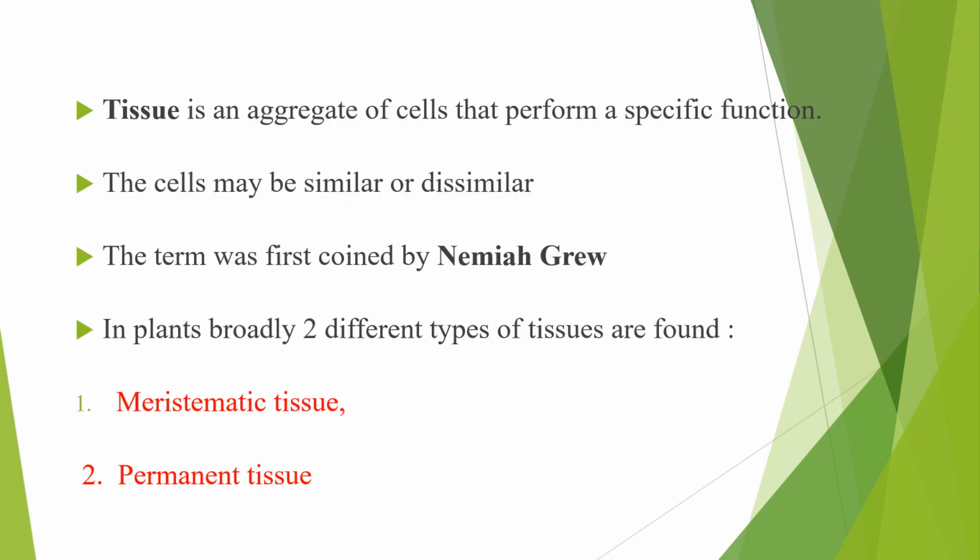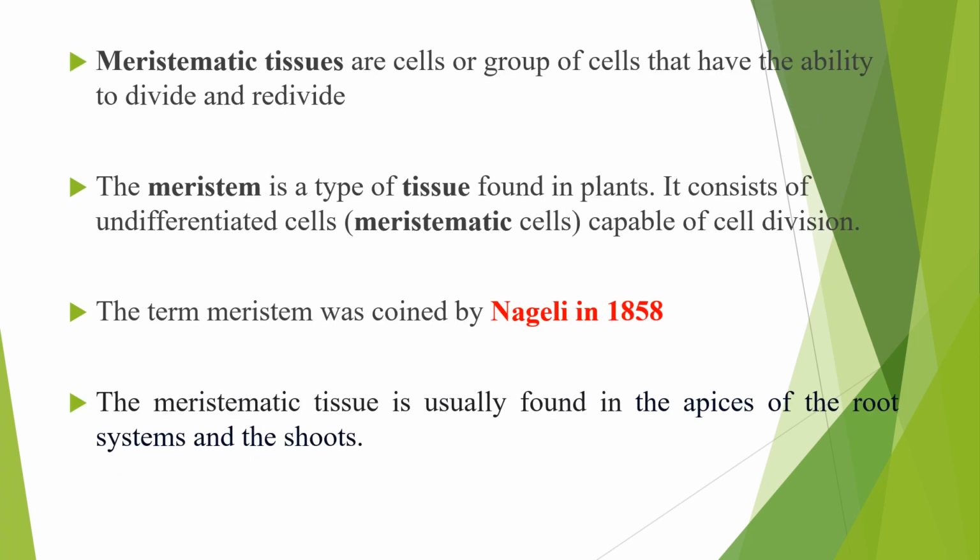First of all, what is tissue? Tissue is an aggregate of cells. It is a group of cells that perform a specific function together. The cells may be similar or dissimilar. The term tissue was first coined by Nehemiah Grew. Remember this. These tissues are of two types: one is meristematic tissue and one is permanent tissue.